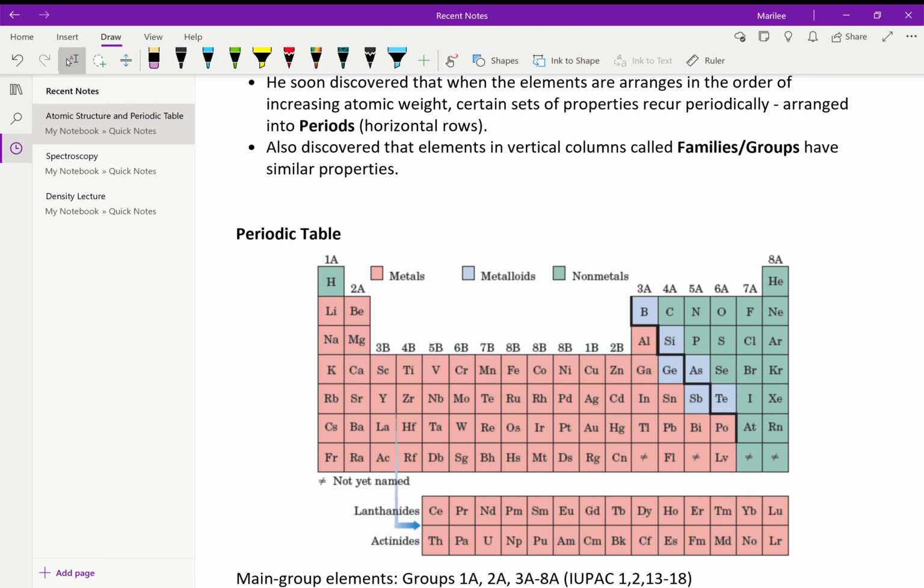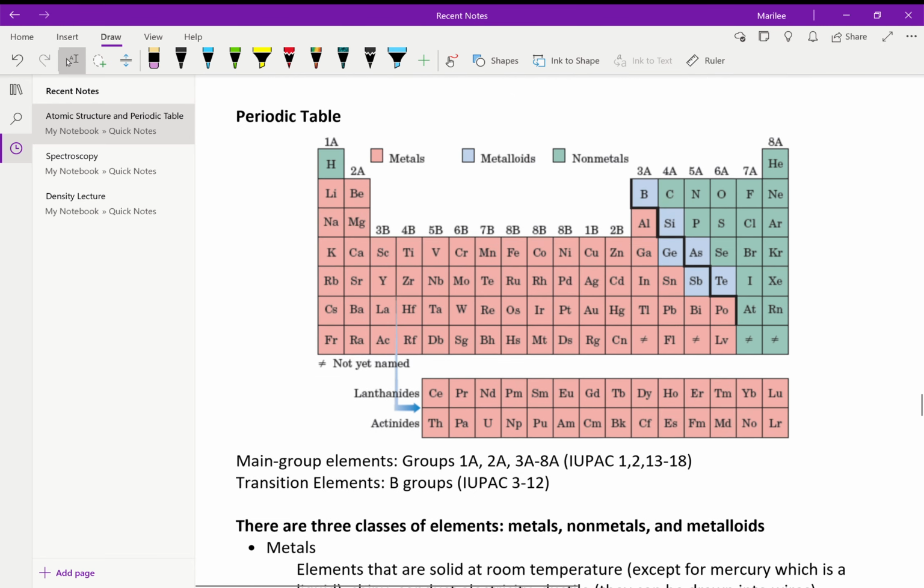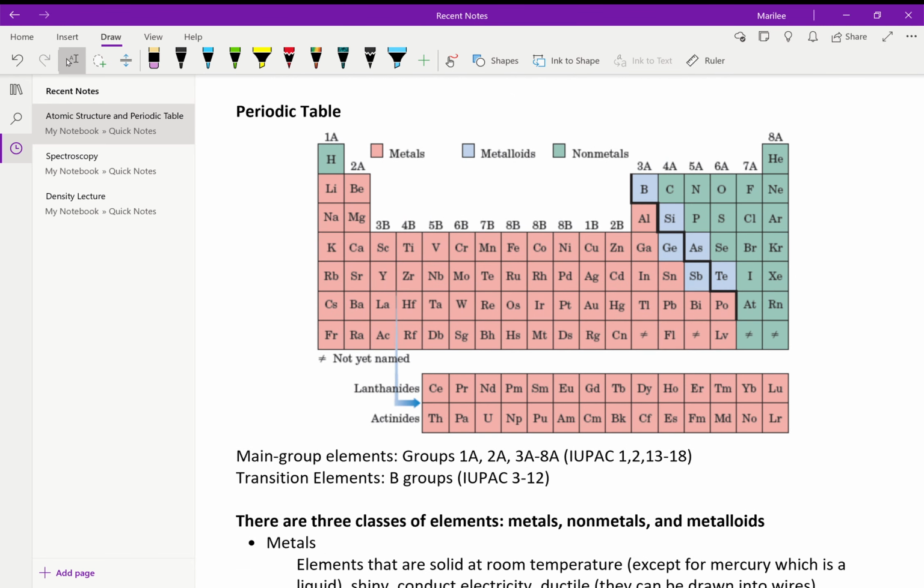So if we look at the periodic table here, we have the main group elements, which are groups 1A, 2A, 3A to 8A. These are your group A main group elements. Then you have your transition elements, which are the group B elements.